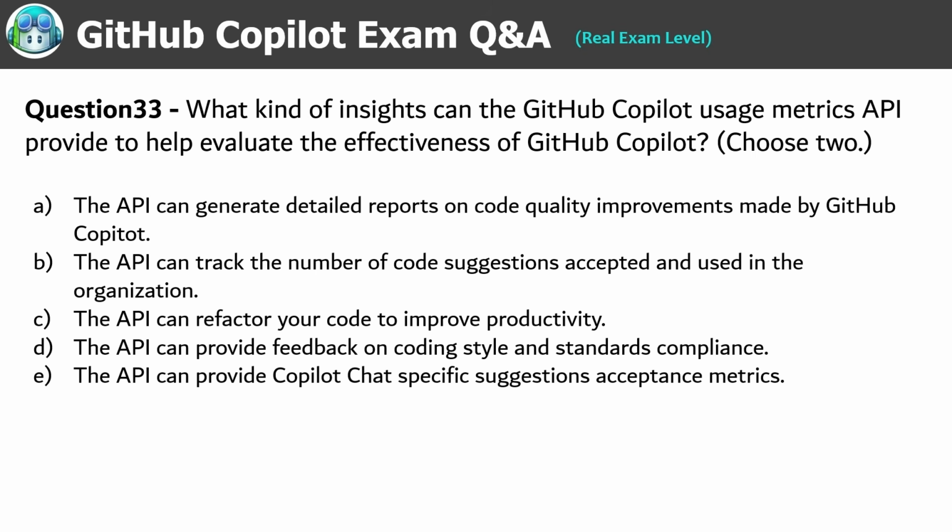What kind of insights can the GitHub Copilot Usage Metrics API provide to help evaluate the effectiveness of GitHub Copilot? Choose two. So there will be two answers here. B and E. The API can track the number of code suggestions accepted and used in the organization. And the second answer is the API can provide Copilot chat specific suggestions acceptance metrics.